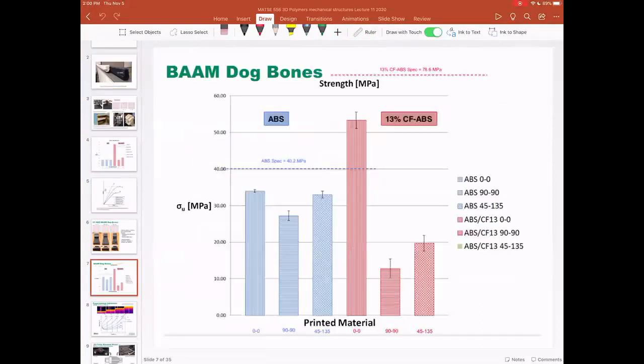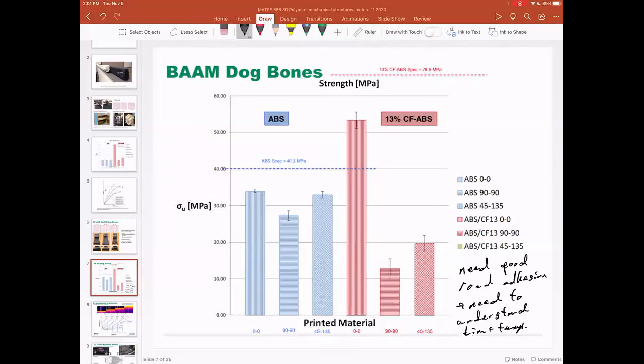There we go. So in order to get good properties in these dog bones, we need good road adhesion. And we need to understand time and temperature, because time and temperature determine molecular diffusion across the interface, which we need for road adhesion.